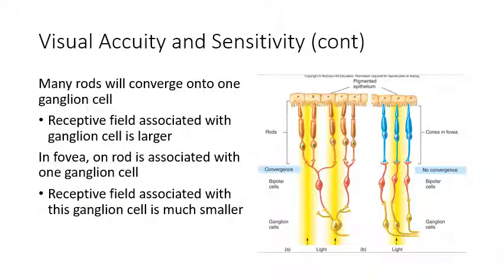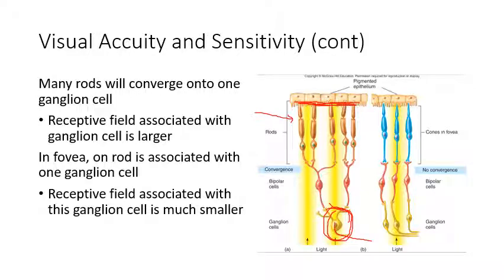So here's a good visual representation of that convergence. You can see here's our rods, and ultimately all the rods located along here are going to converge onto one ganglion cell. This is what sends the information to the brain. You can see the visual field is much larger. So any light sitting here, even though it might stimulate these different photoreceptors, is going to stimulate the same ganglion.